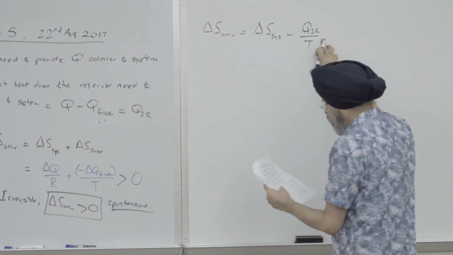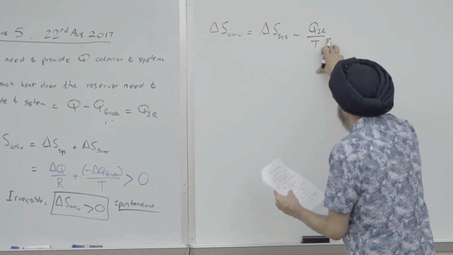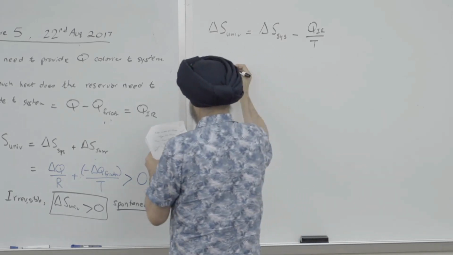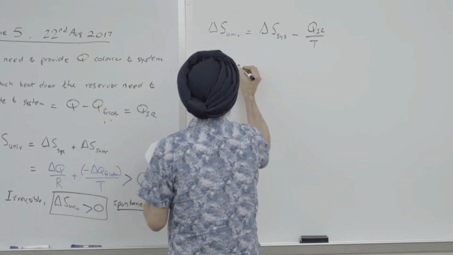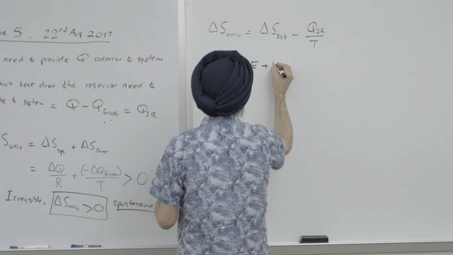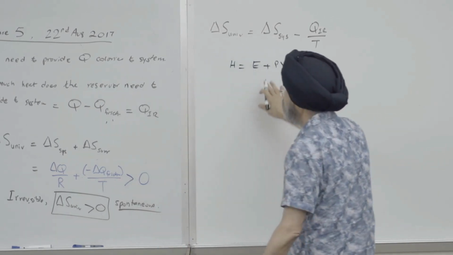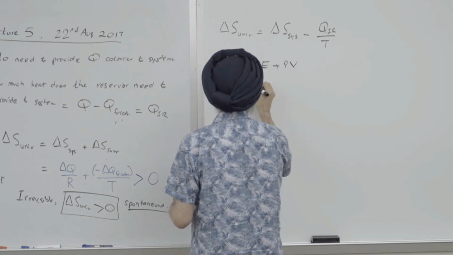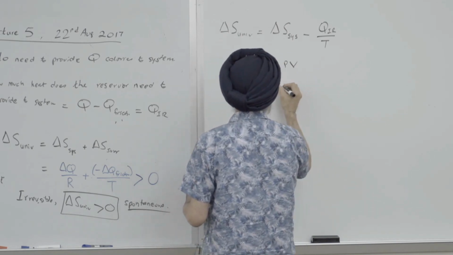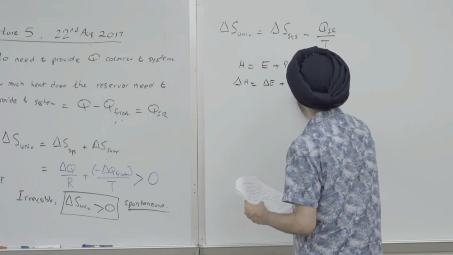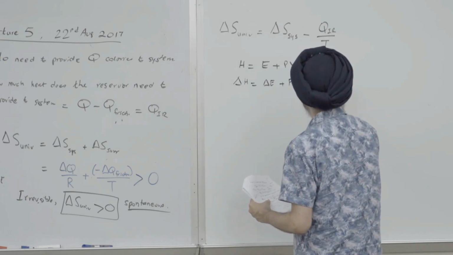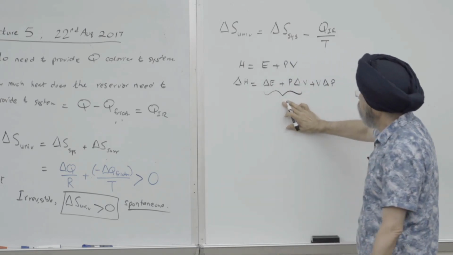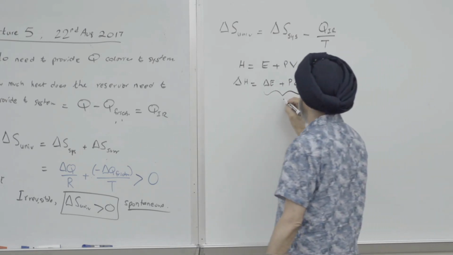So what is Q IR? I need to put that in some decent form. So I go back to my favorite thing called enthalpy, which is E plus PV. We did this before, right? I differentiate this. Delta H is equal to delta E plus P dV plus V dP, right? And this we know from before, we know from the first law that this is Q.